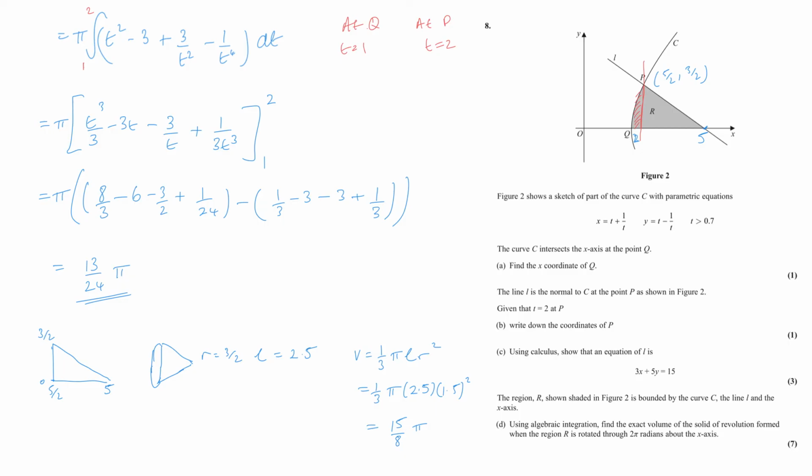Okay, so now all that's left to do is the total volume. Total volume equals 13 over 24 pi plus 15 over 8 pi, which is 29 over 12 pi. And there we have it, the last part of the last question.